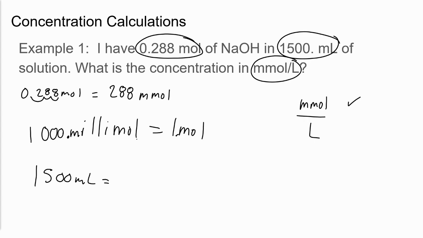So then what's our next step? So we divide those, so it's going to be 288 millimoles divided by 1.5. Good. Okay, and then what did you get? 192 millimoles per liter.